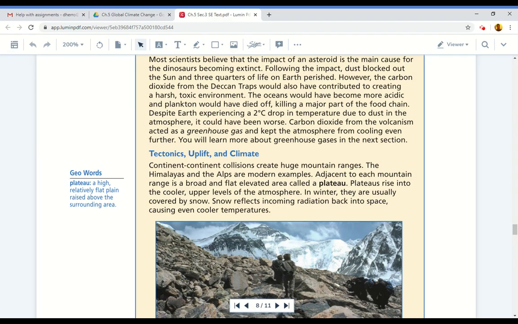The oceans would have become more acidic and plankton would have died off, killing a major part of the food chain. Despite Earth experiencing a 2 degree centigrade drop in temperature due to dust in the atmosphere, it could have been worse. Carbon dioxide from the volcanism acted as a greenhouse gas and kept the atmosphere from cooling even further. You will learn more about greenhouse gases in the next section.